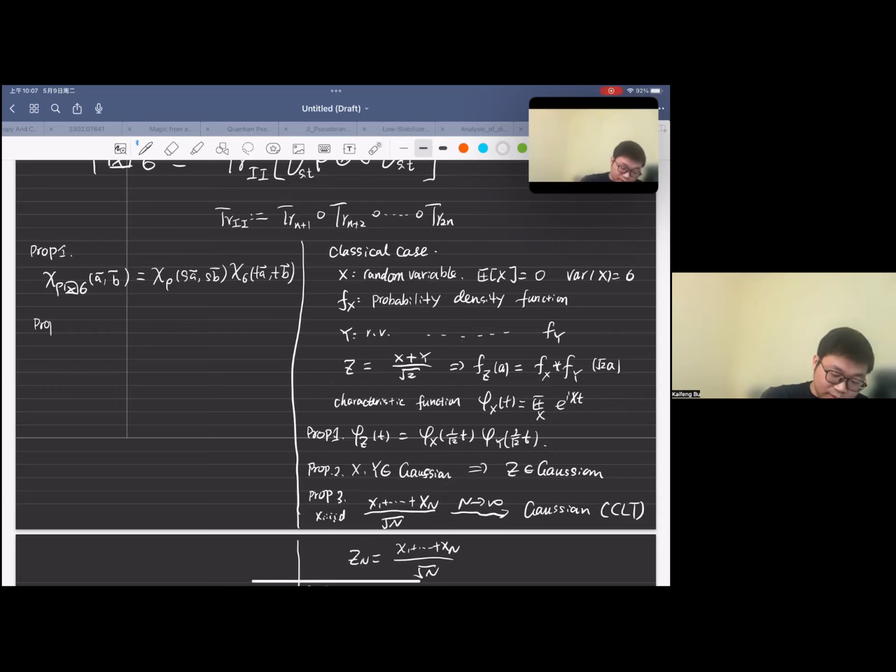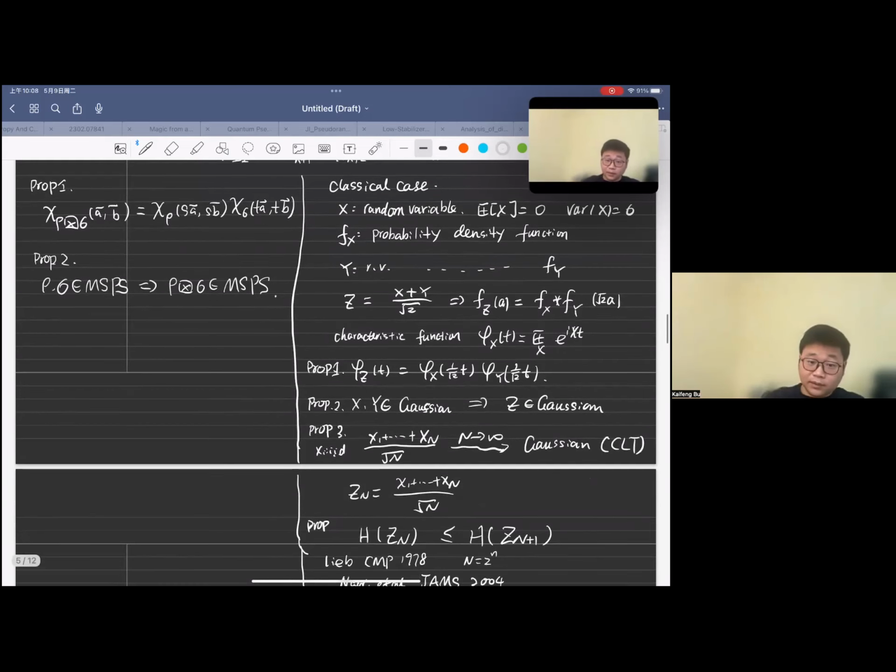The second one: here we consider rho and sigma quantum Gaussian. If both rho and sigma are stabilizer states, then the convolution is still a stabilizer state. This is similar to the classical case, where the convolution of Gaussians is still Gaussian. Here we prove that the convolution of stabilizer states is still a stabilizer state. Now, given the same state, let us repeat the convolution again and again.